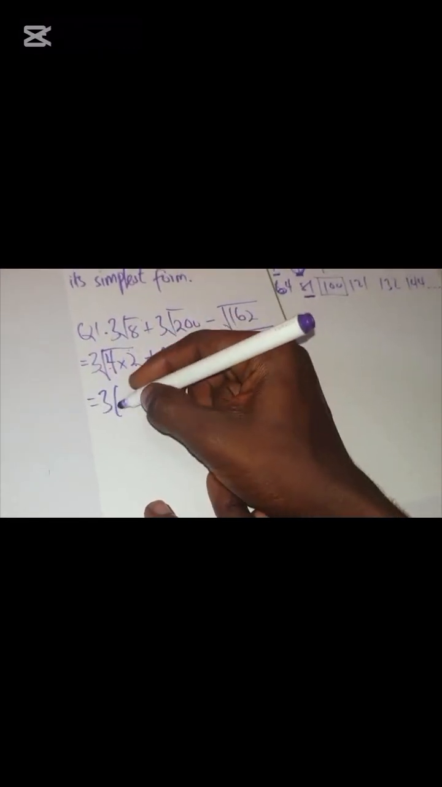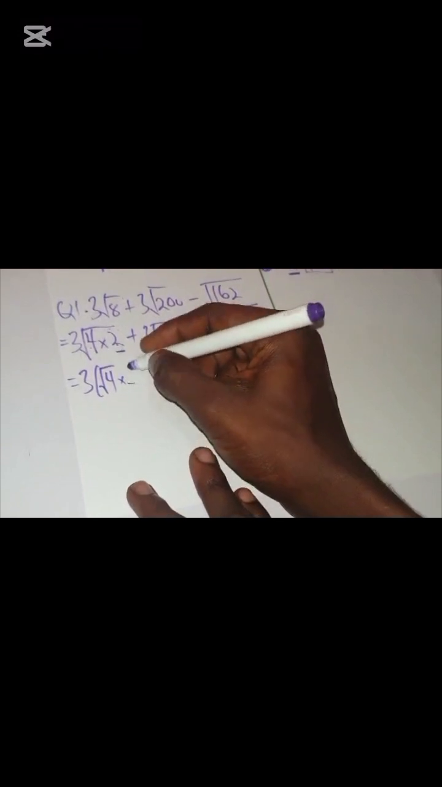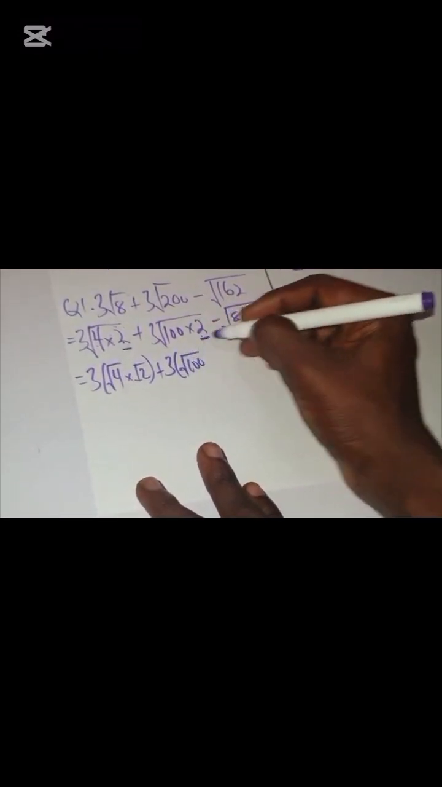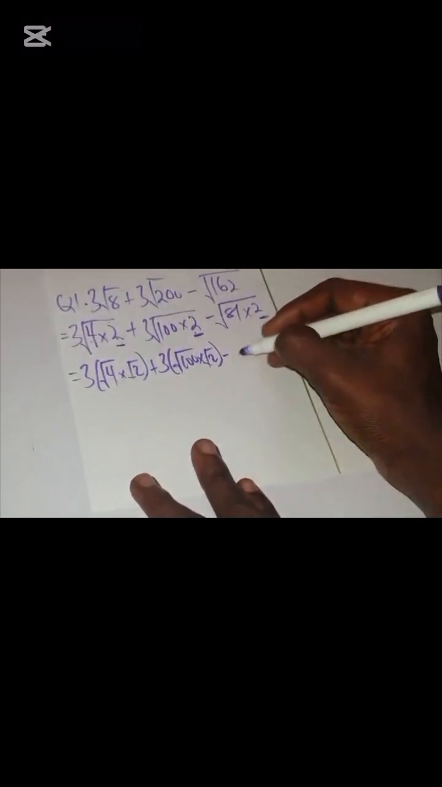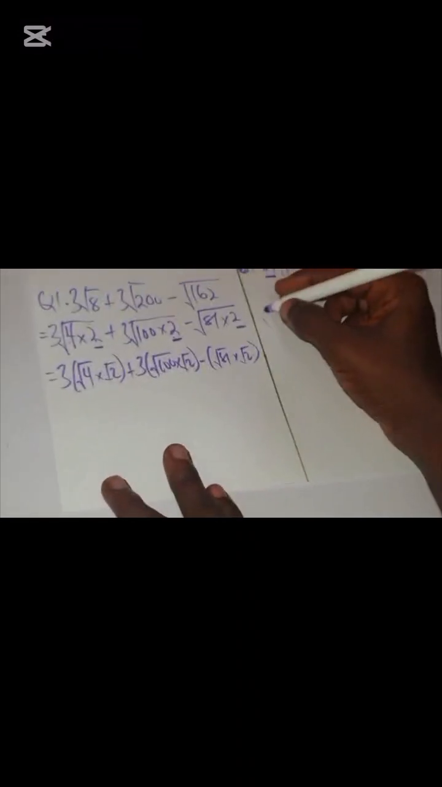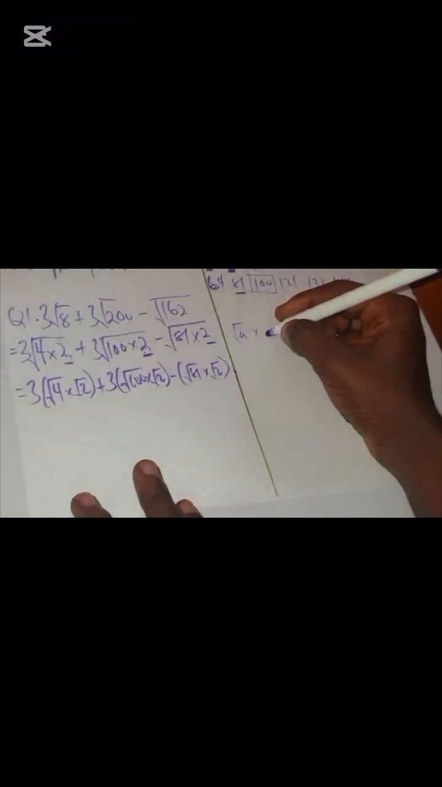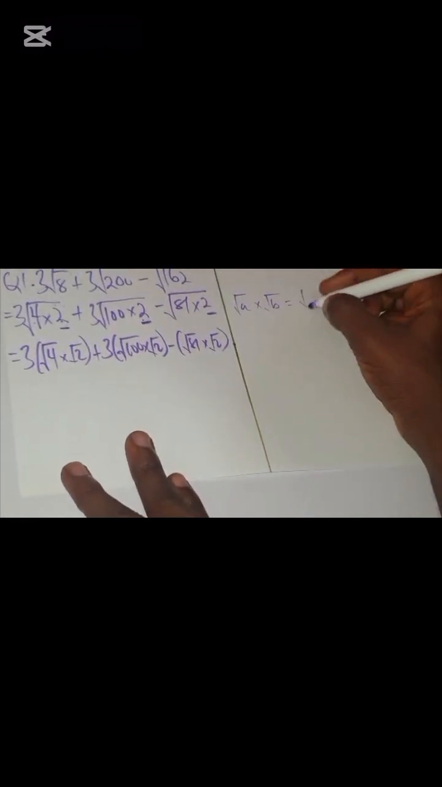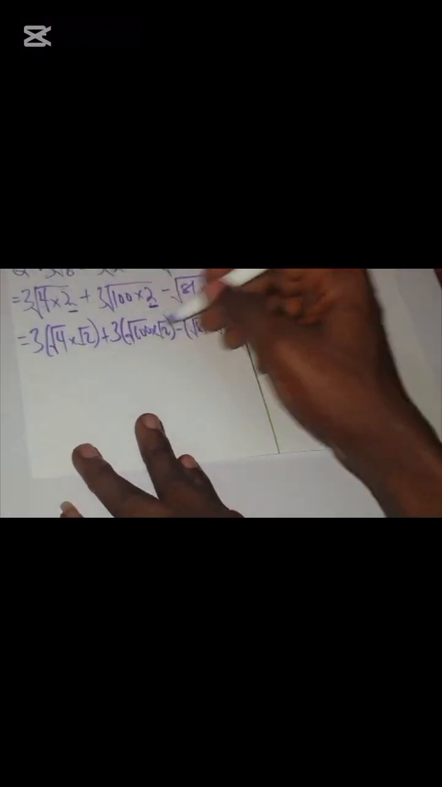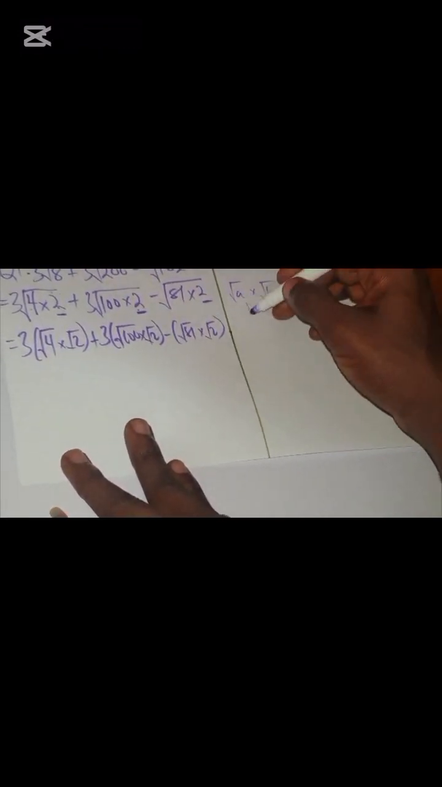So this becomes root of 4 times root of 2 plus root of 100 times root of 2 minus root of 81 times root of 2. If you remember from one of our laws in my previous video, root of A times root of B is equal to root of AB. So this is just like the reverse of this rule. So from this side it goes directly to this side.